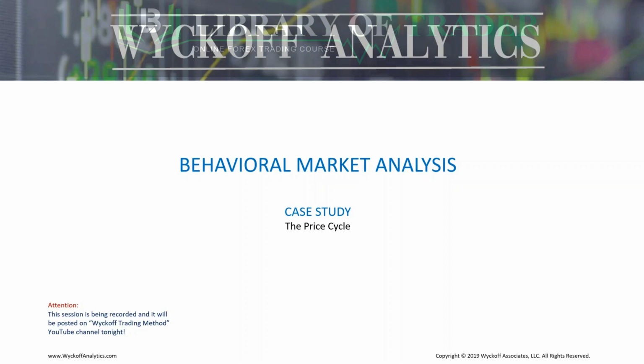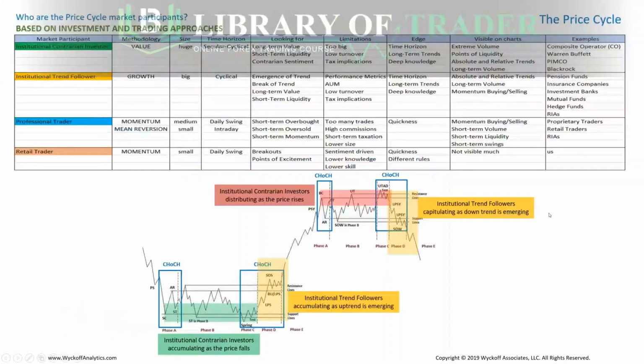This is just my humble attempt to talk about the connection between market participant behaviors and what we see on the chart. It's the connection between how we behave as people and how that behavior is being shown on the chart, and how we could understand that behavior. And we are doing this through the prism of the price cycle, as a case study.